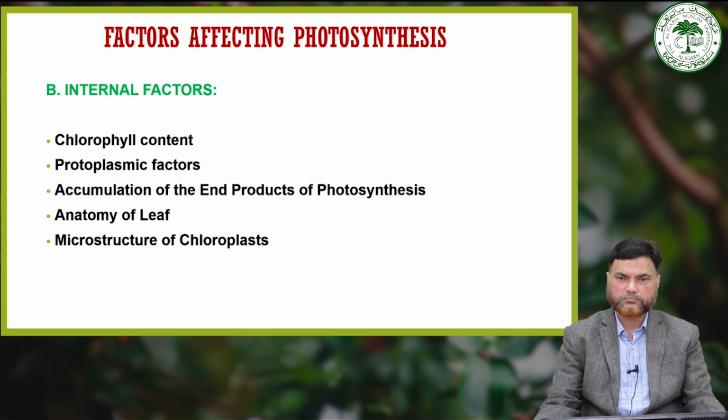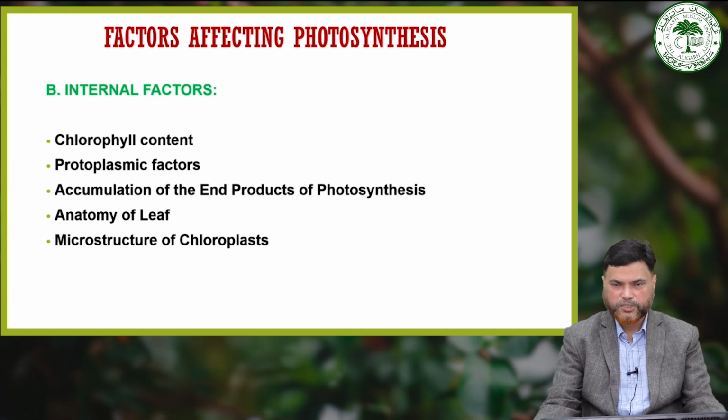Now, accumulation of the end products of photosynthesis also affects the process. Generally, when photosynthesizing cells start to store a sort of carbohydrate, it actually slows down the rate of photosynthesis. But if these carbohydrates, or the end products of photosynthesis, are quickly translocated to other parts of the plant, it can actually help to speed up the rate of photosynthesis.